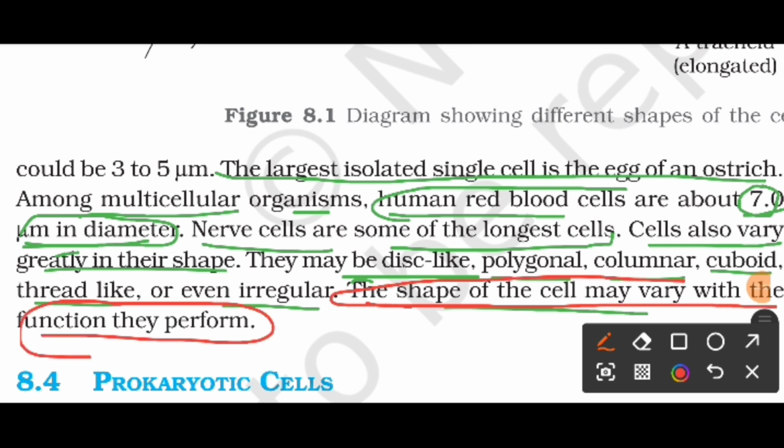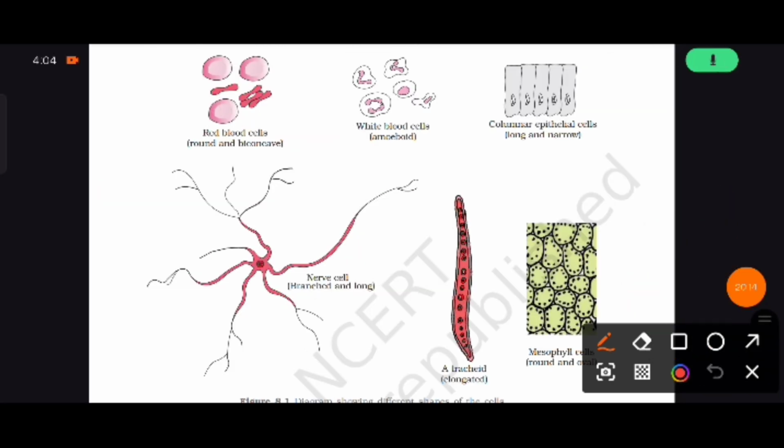I'll show this with the diagram. Here you can see different kinds of cells. So the first thing is the human red blood cells, RBCs. They are round and biconcave specifically because they have to carry hemoglobin. Okay. So that's a particular thing when we talk about structure and function.